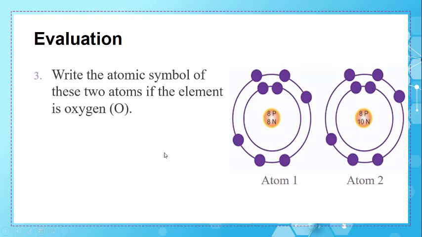Write the atomic symbol of these 2 atoms if the element is oxygen. The first atom is O 8, 16: 8 is the number of protons, 16 is the sum of the number of neutrons plus the number of protons, while atom 2 is O 8, 18: 8 is Z, which is the number of protons, 18 is 8 plus 10.